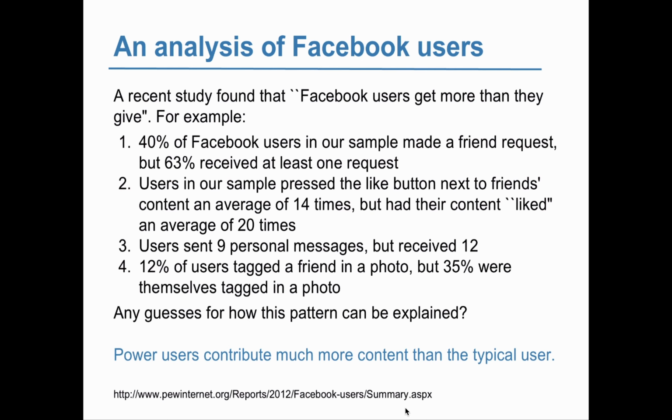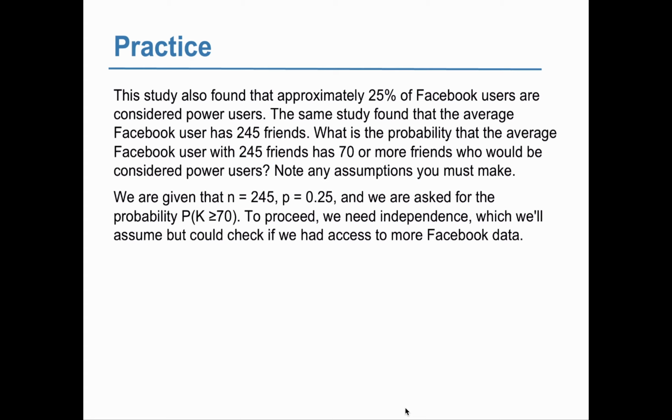They have what are called power users who contribute much more content than the typical user. So approximately 25% of Facebook users are considered power users. The same study found the average Facebook user has 245 friends. What's the probability the average Facebook user with 245 friends has 70 or more friends who would be considered power users? Any assumptions we have to make? We have to assume that being a power user is independent, that having friends that are power users doesn't affect being a power user yourself.